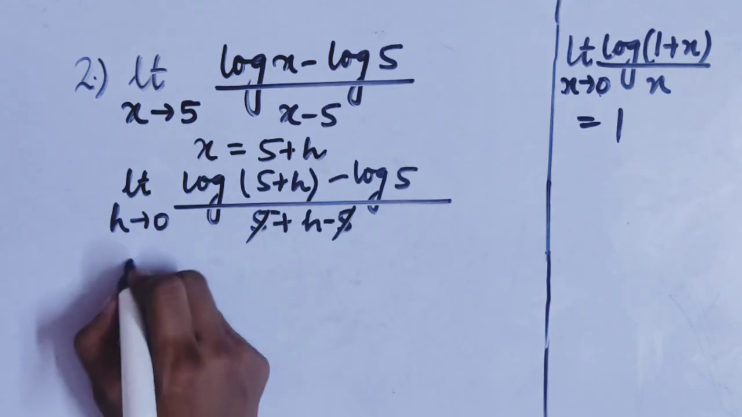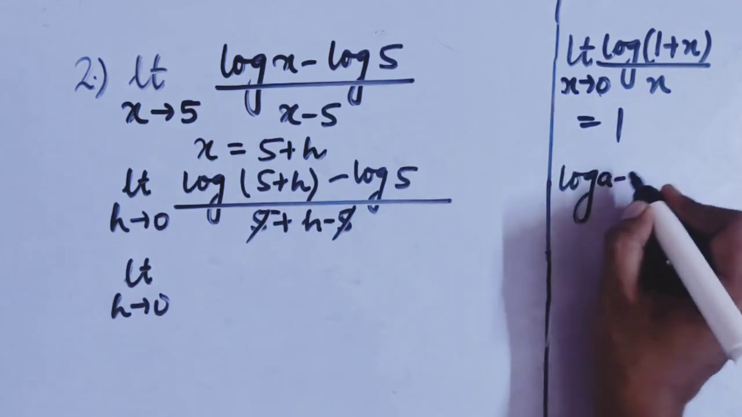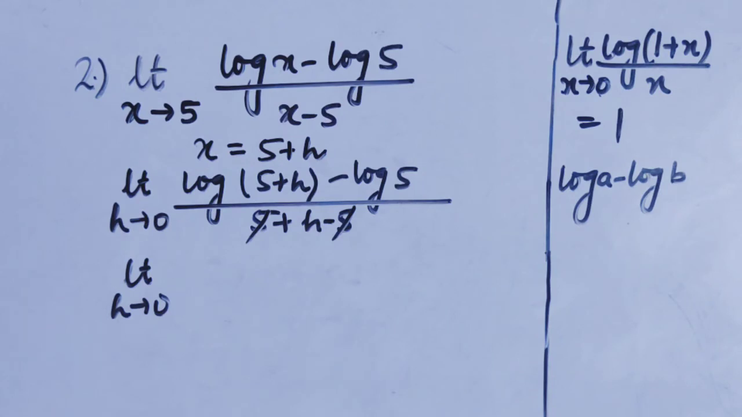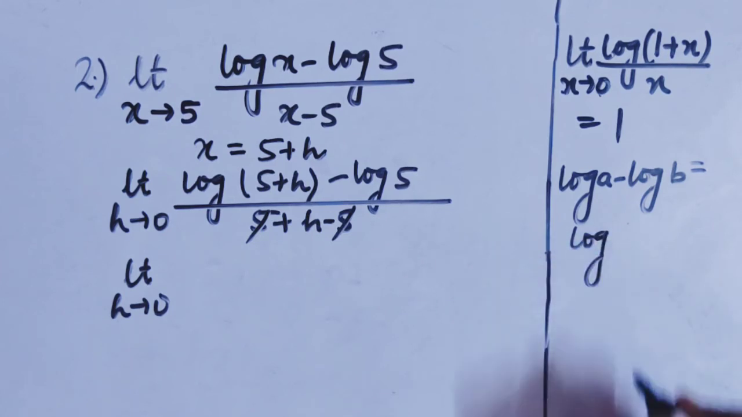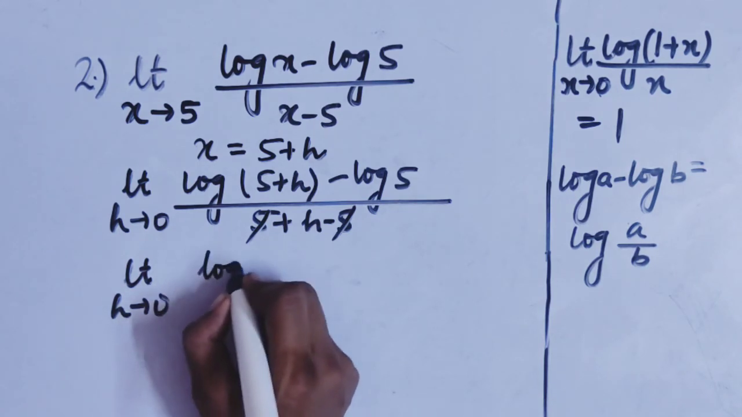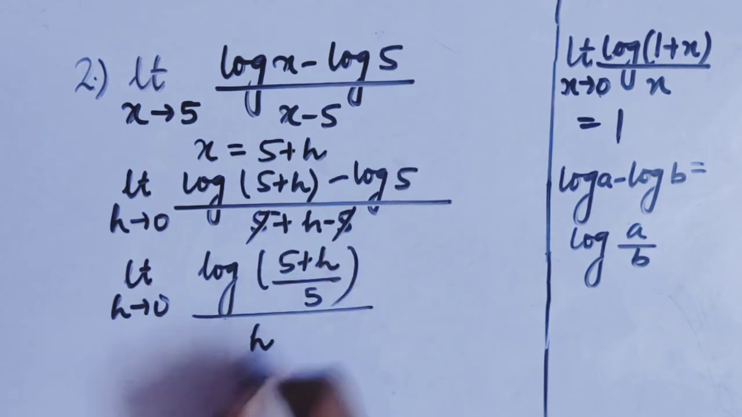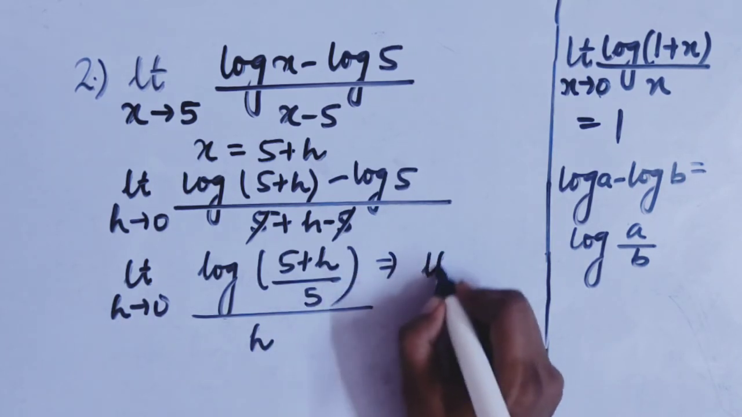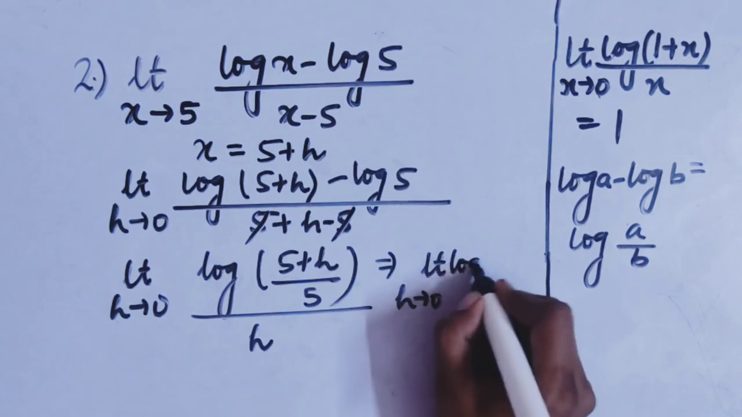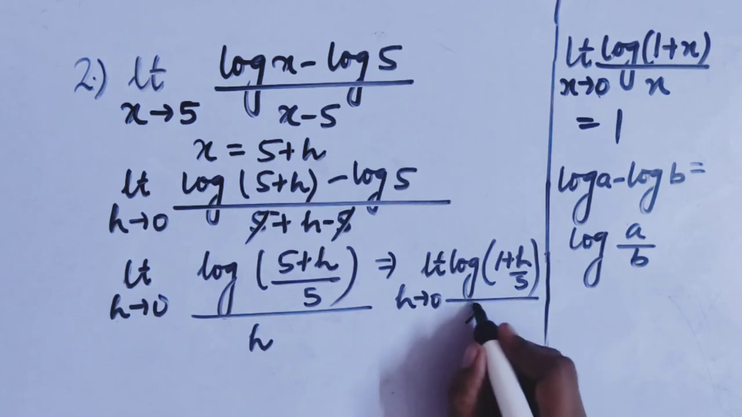Now, see here, students. Limit h tends to 0. Here, what it is becoming? It is log a − log b. And I have told you now the property of logarithmic. According to that, log a − log b is equal to log(a/b). So what we will get from here? We will get log((5 + h)/5) upon h. So we have got this from here. Now, when we solve it, students, what we will get? Limit h tends to 0, log(1 + h/5) upon h.